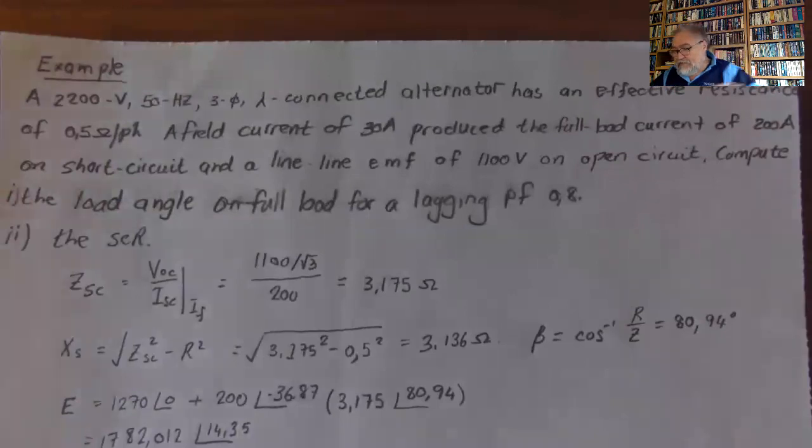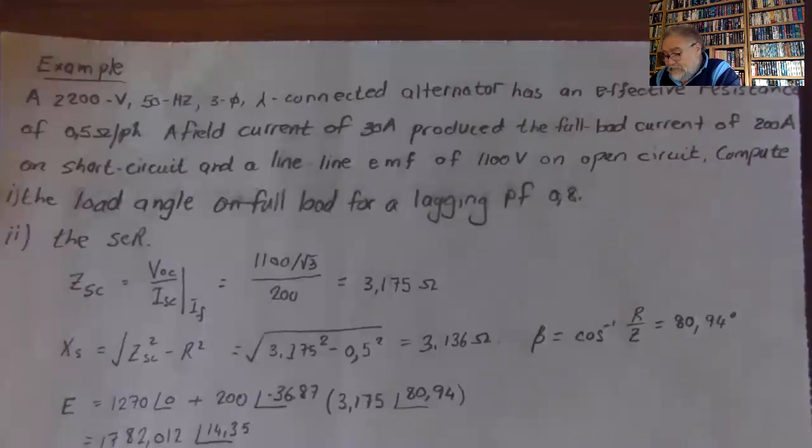Next thing that we are going to have a look at: a 2200 volt, 50 hertz, 3-phase star connected alternator has an effective resistance of 0.5 ohm per phase. A field current of 30 amp produces the full load current of 200 amps on short circuit and a line-to-line EMF of 1100 on open circuit. We must compute the load angle on full load for a lagging power factor of 0.8 and the short circuit ratio.